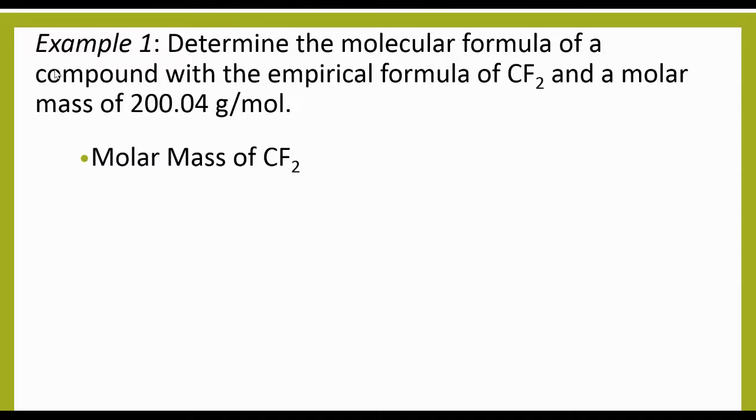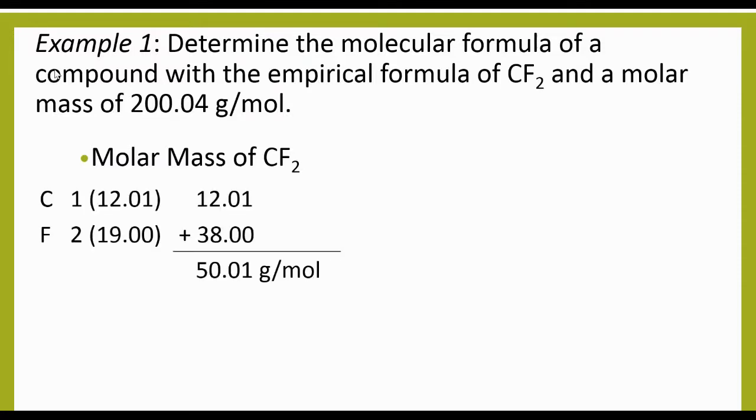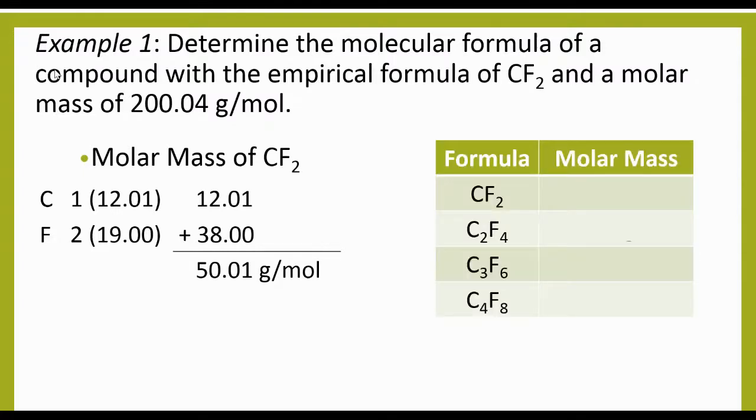So a good step always when we're given molar mass is to calculate the molar mass of our compound. So we want to find the molar mass of CF2. Remember, we take 1 times the mass of carbon plus 2 times the mass of fluorine, and we add that all up, which gives us a molar mass of 50.01 grams per mole for CF2. Well, let's go ahead and work through our options. Like I said, the first one, CF2, is going to have a molar mass of 50.01. Well, that doesn't quite match our molar mass of 200, so we're going to keep going.